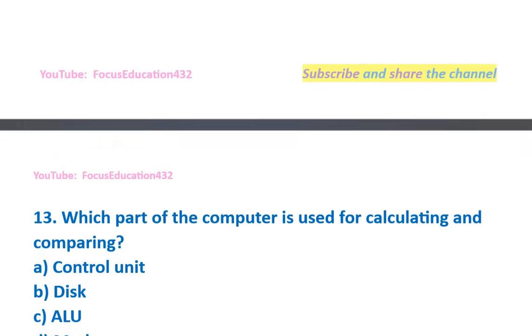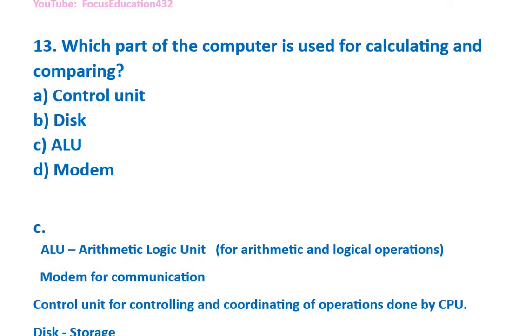Which part of the computer is used for calculating and comparing? So calculating and comparing is actually done by the CPU. Who does this part? Calculating is done by CPU. This is a broader term, CPU, Central Processing Unit, right? This is broader, and in that we have a part known as ALU.